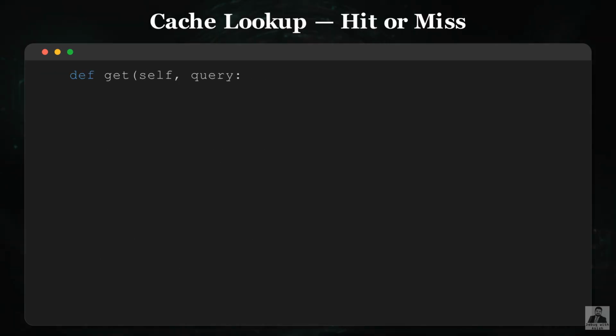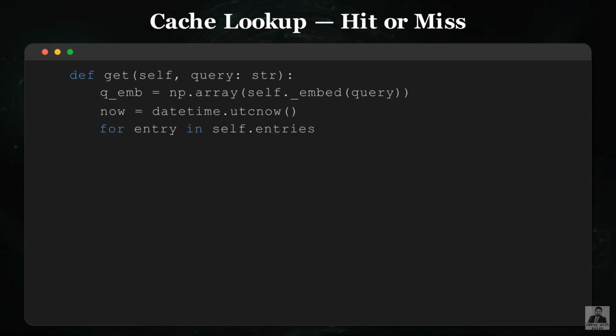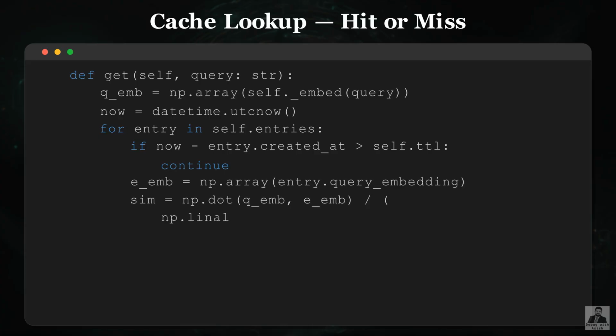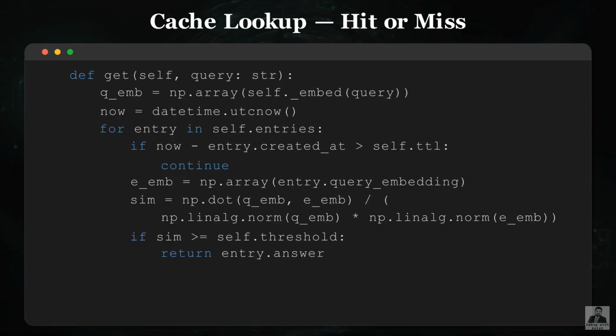The get method embeds the incoming query and loops through stored entries. For each entry, it first checks whether the entry has expired by comparing the current time to the created_at timestamp. Expired entries are skipped silently. For valid entries, it computes cosine similarity between the query embedding and the stored embedding. The first entry that meets or exceeds our threshold is returned immediately. If no entry qualifies, the method returns None, which the caller treats as a cache miss.